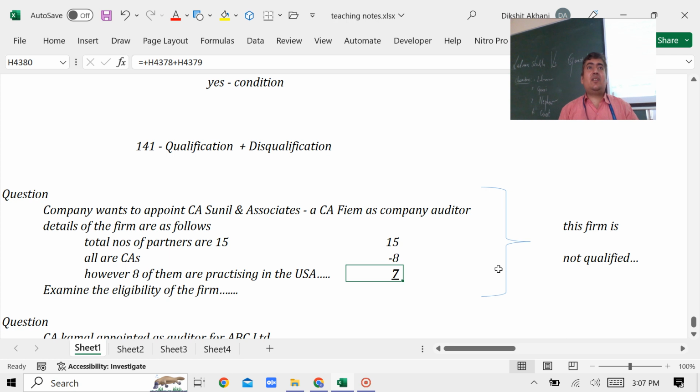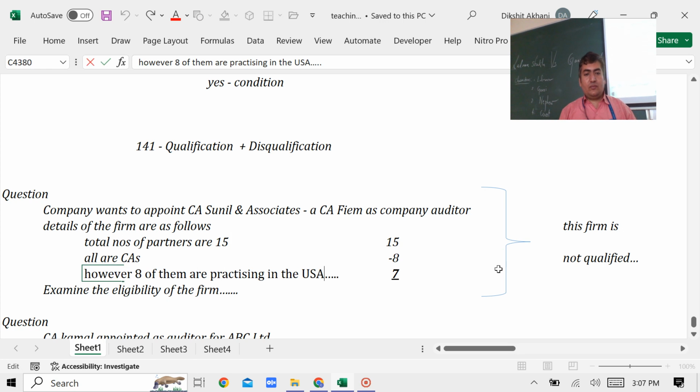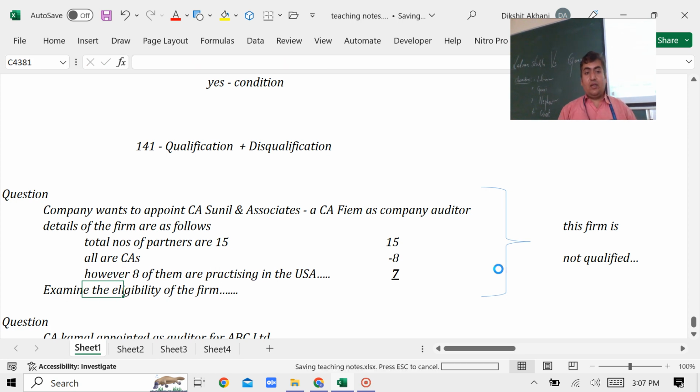Who are not majority, sir? So condition is not satisfied. But yehi answer rahega, not qualified. Sir, instead of 8, if it goes to 2, yes, then the answer changes. Then the firm is qualified. Yes. Sorry, bro. ठीक है, मुझे थोड़ा confusion हो गया था.